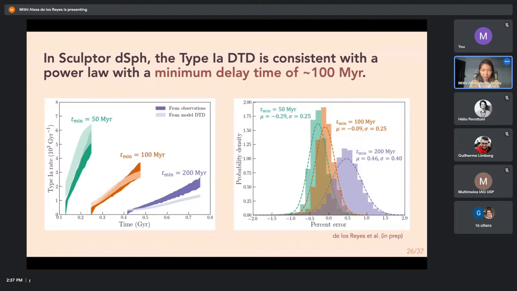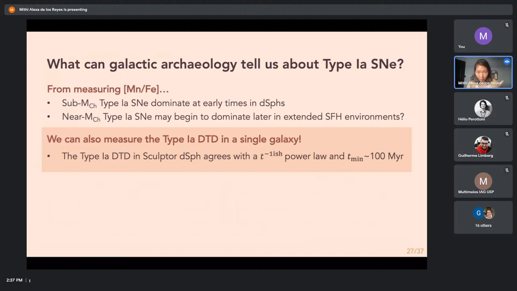So putting that all together, what that tells us is that the delay time distribution in this one test case, in this one galaxy, seems to agree with a t to the minus 1 power law and a minimum delay time of around 100 mega years, which is pretty much consistent with what we expect for the double degenerate model, sort of the canonical double degenerate models.